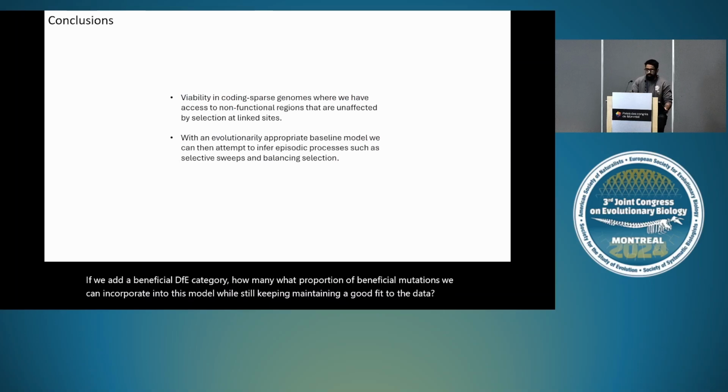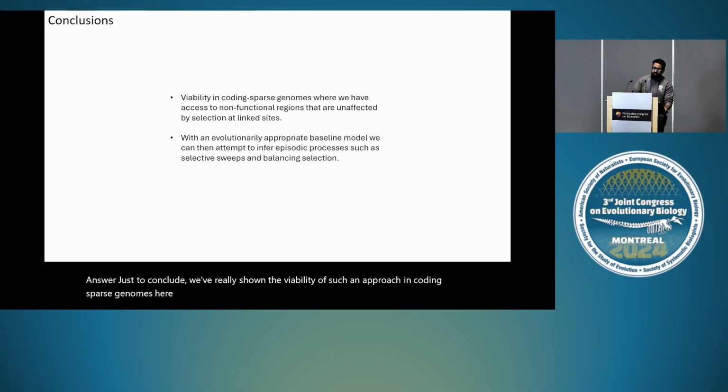And so just to conclude, we've really shown the viability of such an approach in coding sparse genomes here, and that's going to be the key criterion. If you don't have these coding sparse genomes, you're not going to have access to these long non-functional regions that aren't going to be affected by background selection, and therefore you'd have your inference biased in step 1 with this approach. But when we do have access to these non-functional regions that are unaffected by selection at linked sites, this approach would be viable, so for example in other primate species.